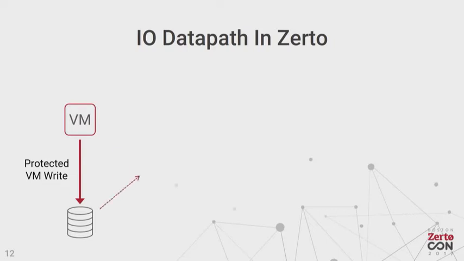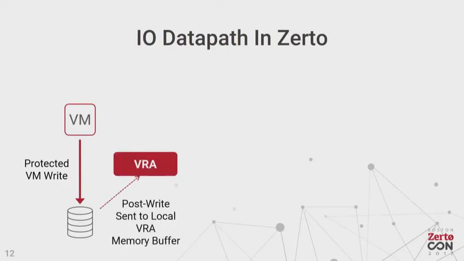A protected VM write is issued from the virtual machine. What that really means is that some change happened in an application. It wrote down to the operating system layer. That writes down to the virtual machine layer. The virtual machine says, okay, this is a committed write, let's send it down to ESXi, and so on. But we've got the Zerto virtual replication appliance on that host, so we can see all the I/O coming out of those protected VMs.